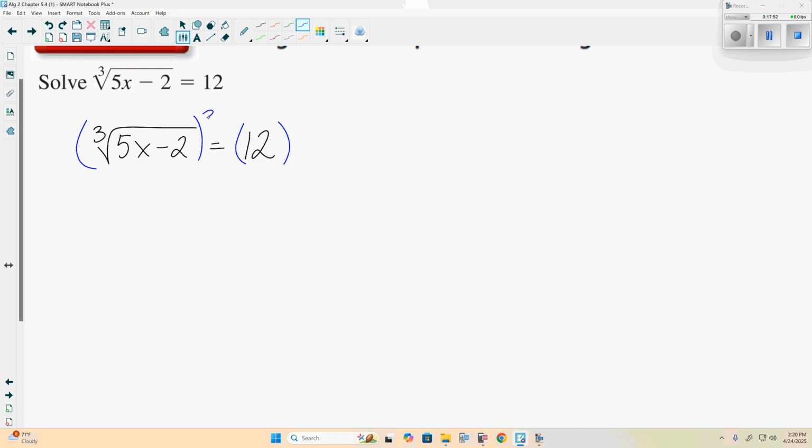3. We cube it. That is why I put nth power, not second power, because whenever we have these radicals, we're going to put it to whatever the index is. Since the index is 3, we'd put it to the third. If we'd taken a fourth root, we would have put it to the fourth. A cube root and third power will cancel out, telling us 5x minus 2 is equal to 1728.